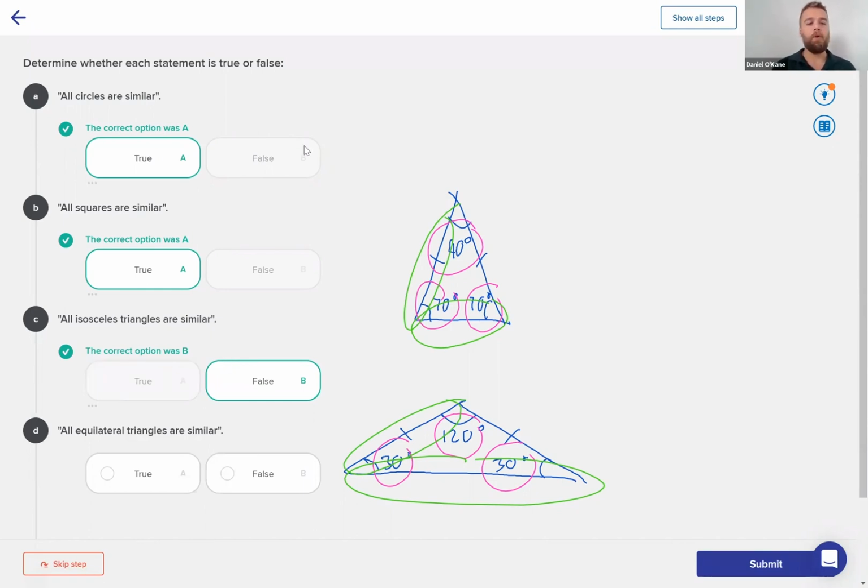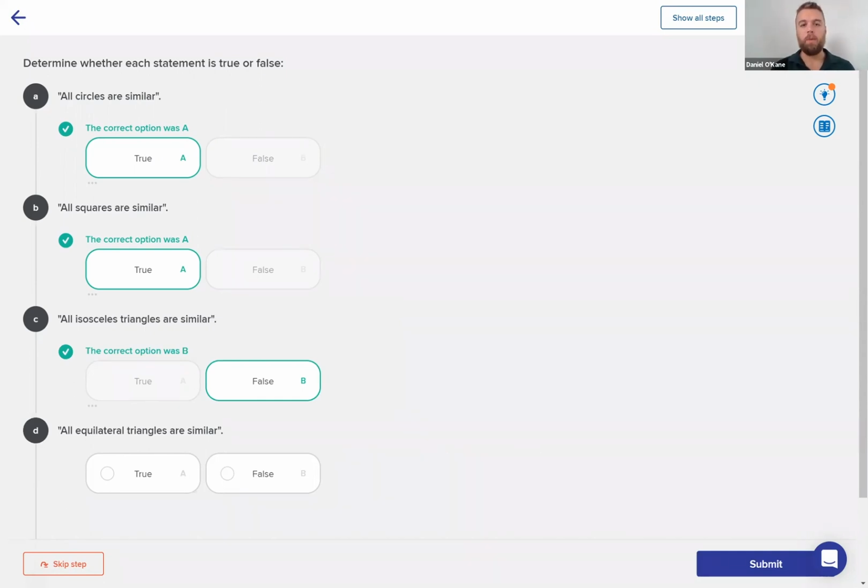Okay. What about all equilateral triangles? Are all equilateral triangles similar? True or false? Okay. Well done, Remy. Yes, this one is true. With an equilateral triangle, that's a special one, remember. An equilateral triangle is where all three side lengths are congruent. They're the same length.